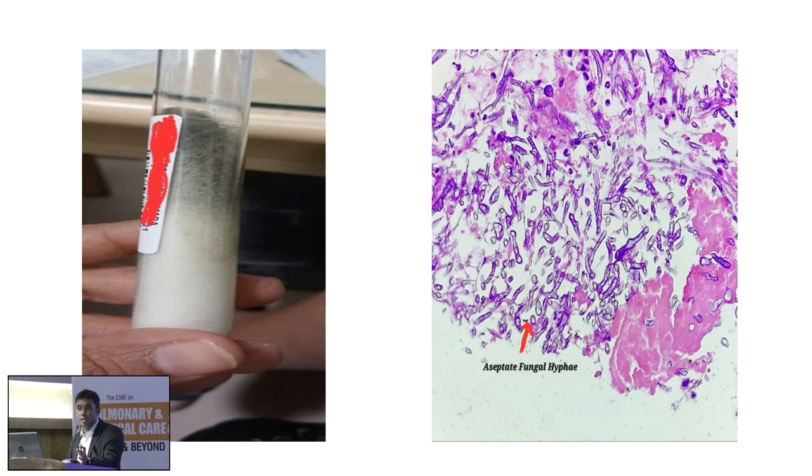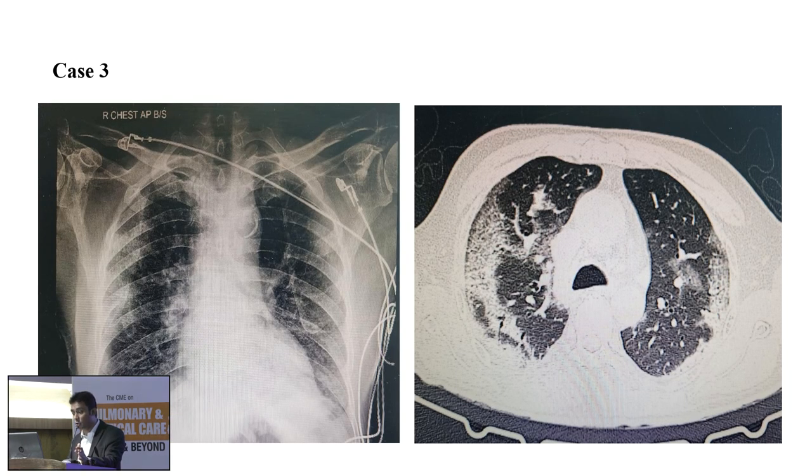So in any patient with diabetes or an immunocompromised condition, especially when they present to you with a mucus plug-like material in a bronchoscopy, which is very hard, suspect mucormycosis. It's very, very common. And this is yet another very, very interesting case.